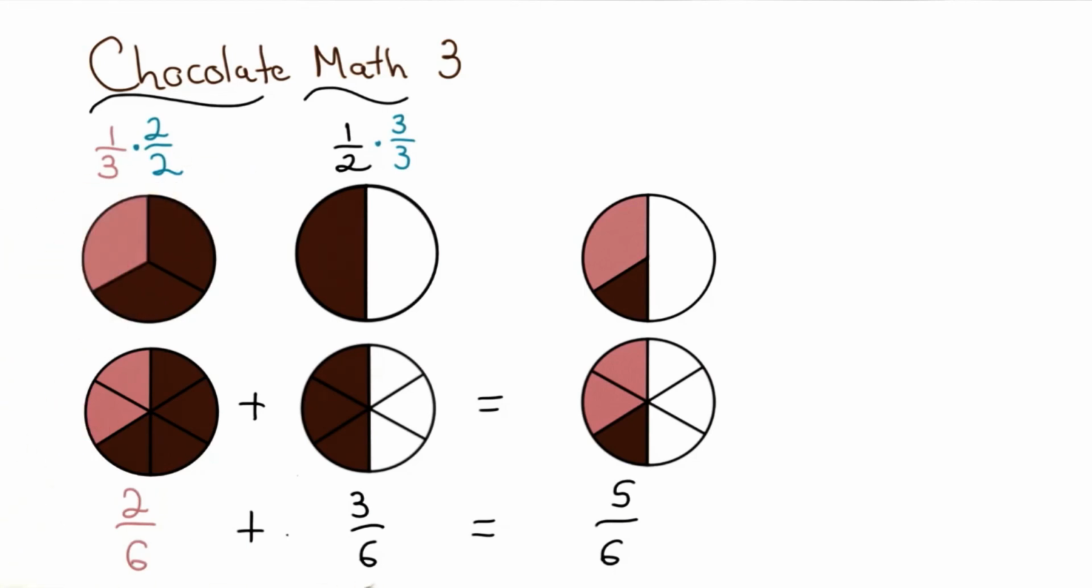I had to get a common denominator first. I had to get them into the same size pieces. So how do I add fractions together once I have a common denominator? Let's try this with a quiz.